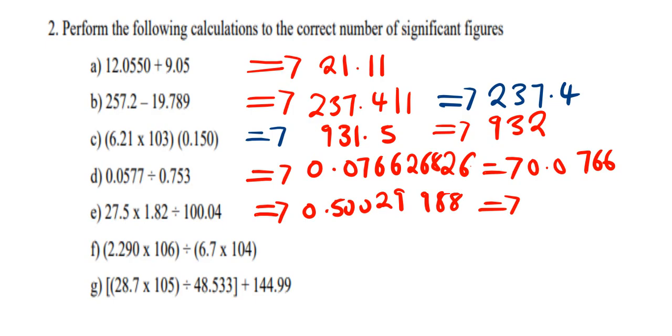Again, I have to consider the number of significant figures. In this case, since we are multiplying and dividing, we're going to consider the number of significant figures. How many significant figures does each one have? This one has 3 significant figures. This one has 2 significant figures. This one has 3 significant figures. This one has 4 significant figures. So our answer, how many significant figures is it going to have?